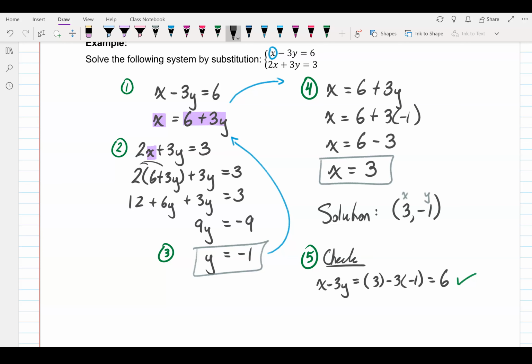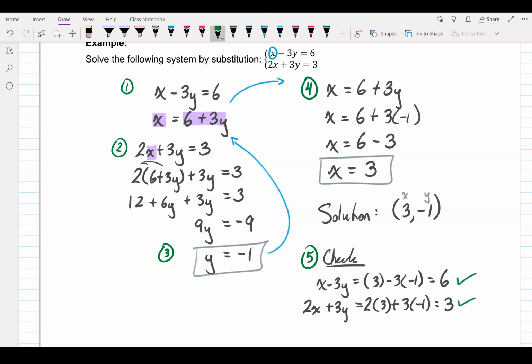What am I going to do for my other check? Take a moment to think about this. How do I check it? Take my second equation, 2x plus 3y, put x and y in. See if it gives me 3. This gives 6. This gives -3. 6 minus 3 gives 3. That's exactly what it said in the beginning. So my answer checks out. It has one solution, and that solution is 3 and -1.